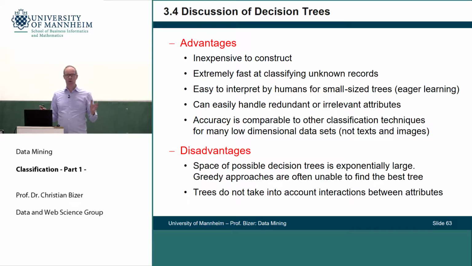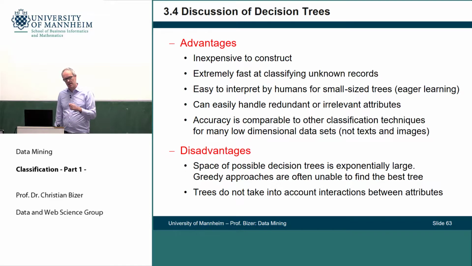If we have low dimensional data, low dimensional meaning up to, let's say, 100 attributes, then they still work. If we have really high dimensional data, like image data or text data, where we look at 5,000 or 10,000 attributes, decision trees usually don't perform well.